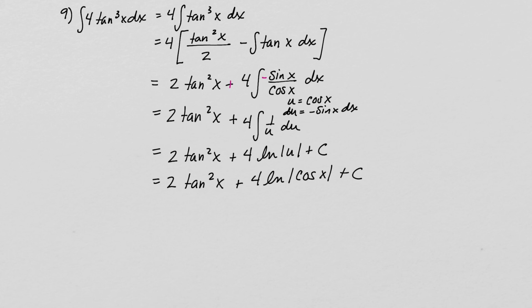And so we end up with something very similar to what I have on the solution. The difference is that on the solution I have a secant squared x, and it's just because I didn't use the reduction formula, but these two are actually equivalent. So you could do what I did on the review sheet, or you could use the reduction formula like I did here.